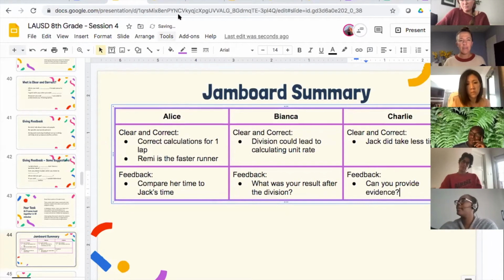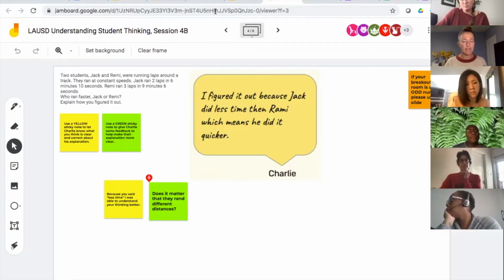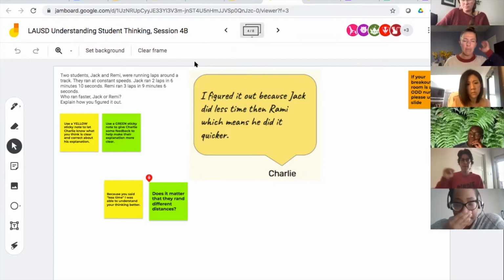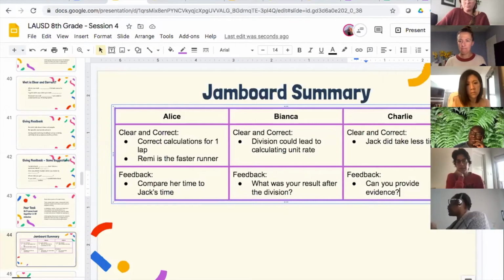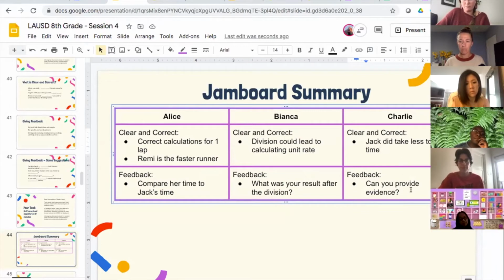Now, I think that Charlie had a slight misconception, or maybe misunderstood the situation slightly. Did anybody get to talk about that, or do you have ideas about that? Colleen, what did your group talk about? Our group talked about the fact that Charlie is looking at the total time. In fact, Jack did take less time in total, and that's true. That is correct. It's just a question of whether we're interested in the total time or we're interested in the rate per lap.